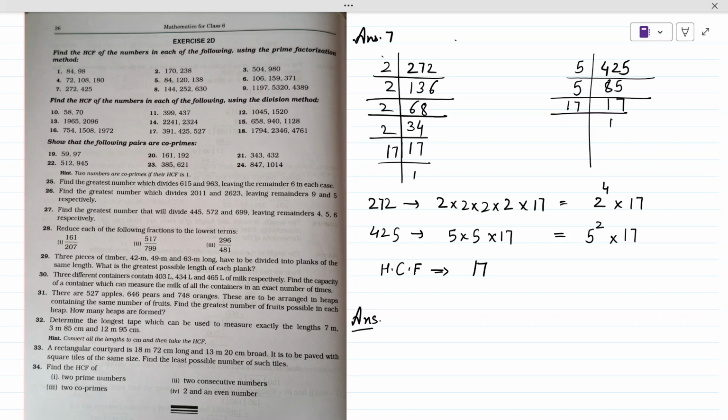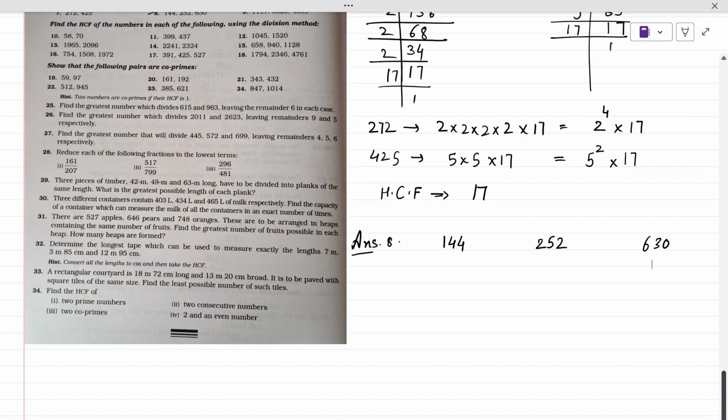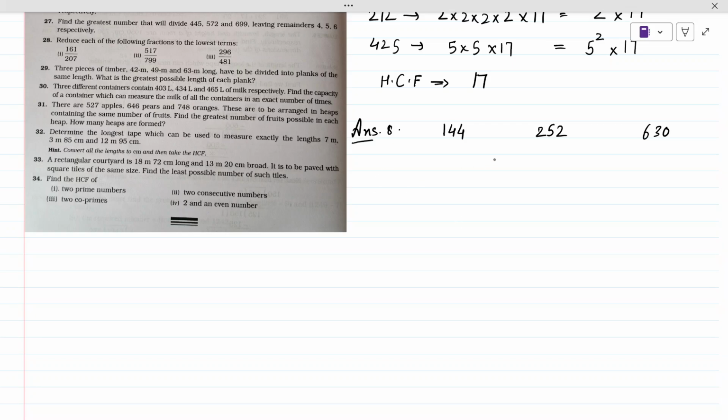Now, let us go to question number 8. I'm picking question 8. What we have is 144, 252 and 630. So let's begin with this question. We have 144, that means this is an even number. We can take 2 as one of the factors first. So we have 2 into 72, then 2 into 36, 2 into 18, 2 into 9, 3 into 3 and 3 into 1.